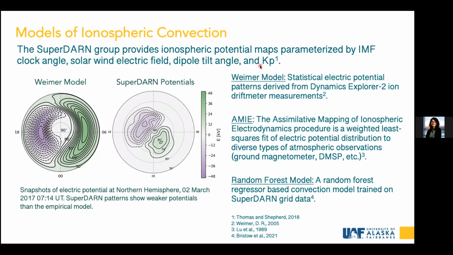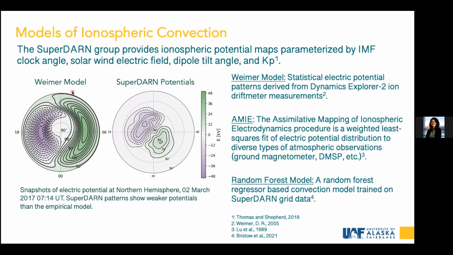In addition, we have other empirical models like the Weimer model, which depends on the Dynamics Explorer ion drift meter measurements, or more assimilative models like the AMIE model, which uses the ground magnetometer perturbations to infer these overhead electric potential patterns. There's also a recent random forest model by Bill Bristow using SuperDARN grid data. But you can see all these models can produce wildly different results.